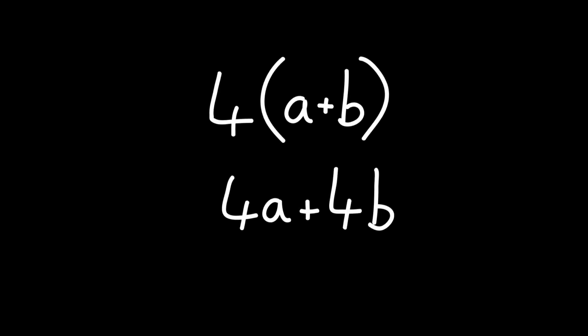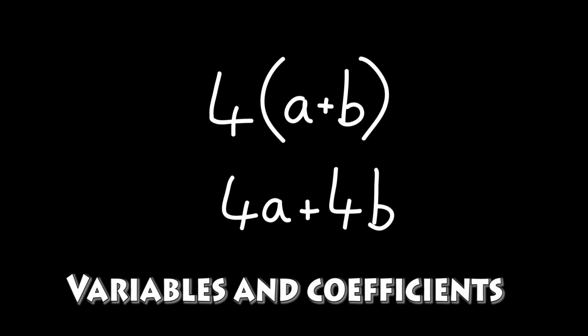To recap terminology, we refer to the a and the b, and any other letters that come up in this video as the variables, and the numbers that multiply them the coefficients. 4 in this case is the coefficient.